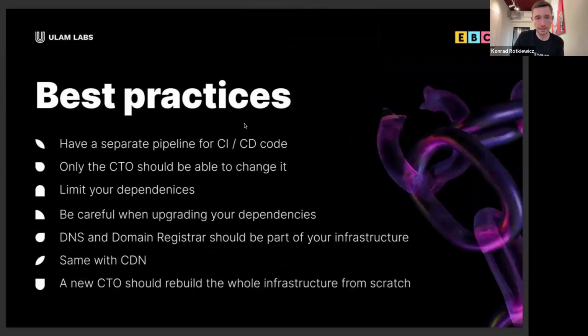On the next slide, during the development process, often you need to update the build system itself. So make sure that you have a continuous integration, continuous deployment pipeline for your build system, so that engineers can update it themselves. They don't need to ask the CTO to update it.